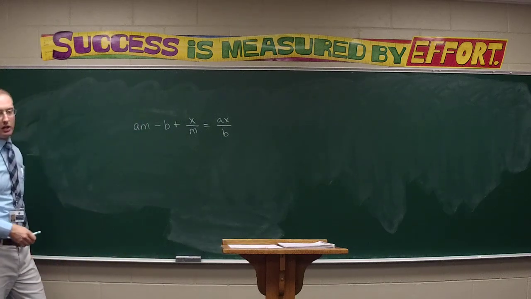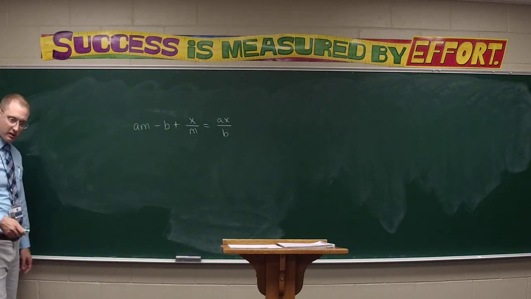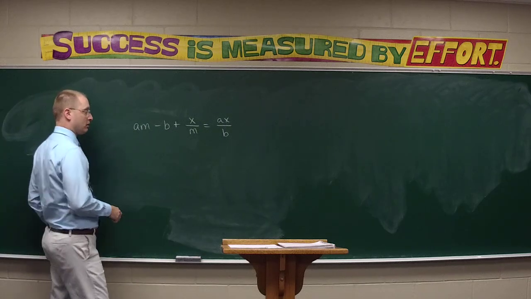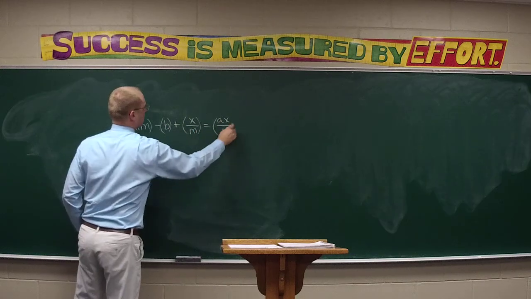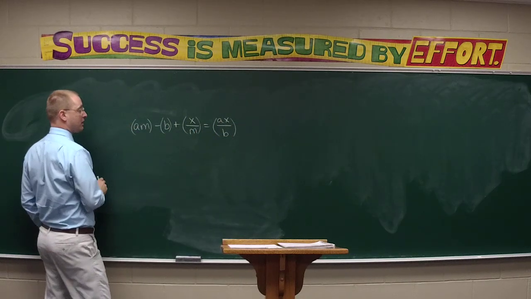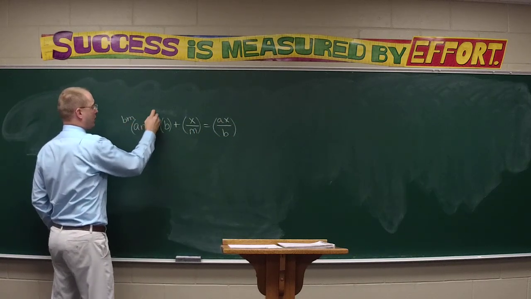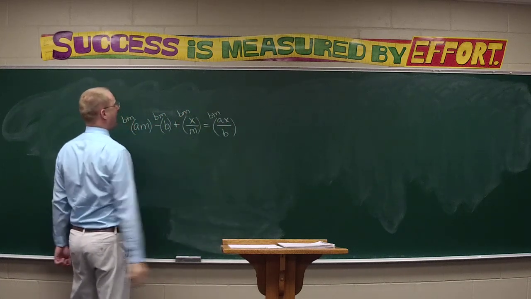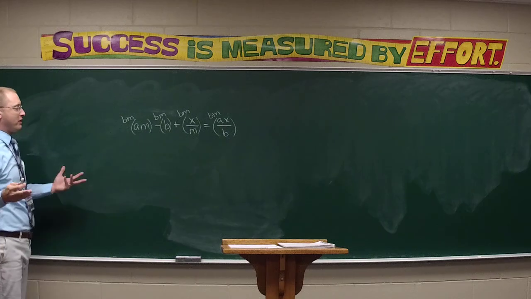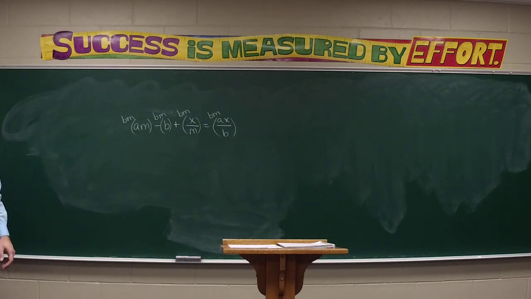Really quick, what are we going to do to get rid of these fractions here, Genesis? All right, multiply everything by the LCD. So every single thing gets multiplied by what, Genesis? MB, or BM, if we want to go alphabetically here. Bam. And so what do we get when we multiply everything by BM?